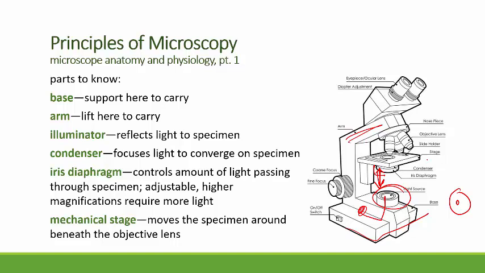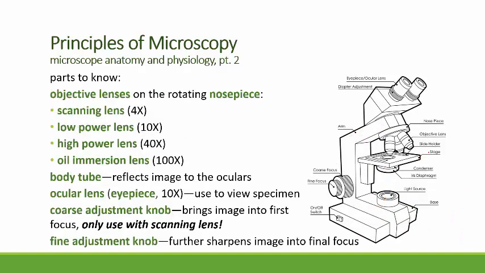There is a mechanical stage. This is a stage that moves around underneath the lenses, and it has on it stage clips. These are the stage clips here. So we've got these stage clips that can also move the slide around. So the mechanical stage is super useful for finding what you would like to look at underneath the microscope.